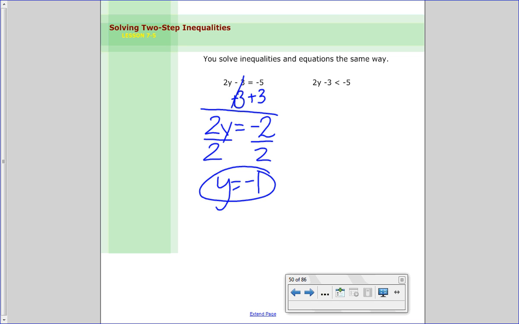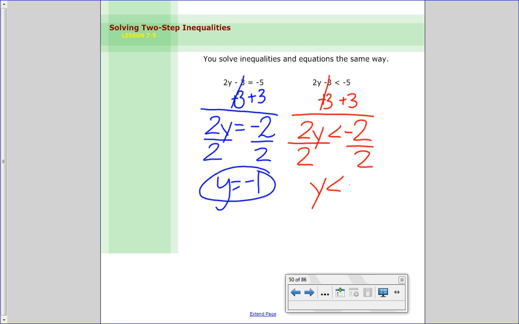And now we have this one. Same problem, but instead of an equal sign, I have a less than sign. Well, to solve it, you're going to do the same thing. You undo any addition or subtraction. So I'm going to add 3. I'm left with 2y is less than -2, divide by 2, and would you look at that, y is less than -1. So in our answers, all that changed are the signs.